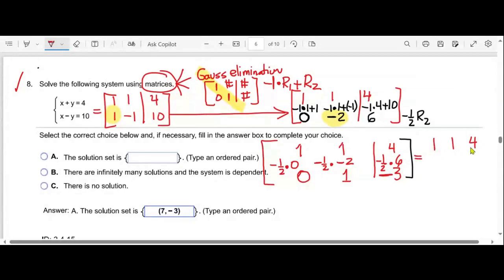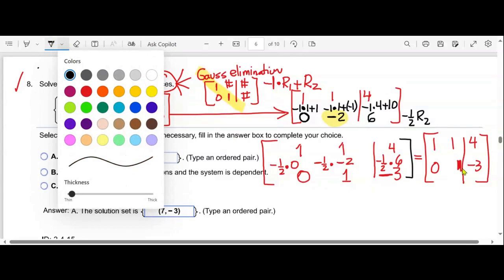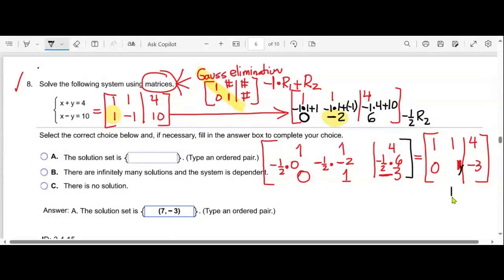So now you're going to have 1, 1, 4, correct? And then 0, 1, and then -3, correct? That's your matrix, right? Now, who can tell me how much is y? This is representing y. So 1y equals -3. So y is -3, correct? Because here is 1.